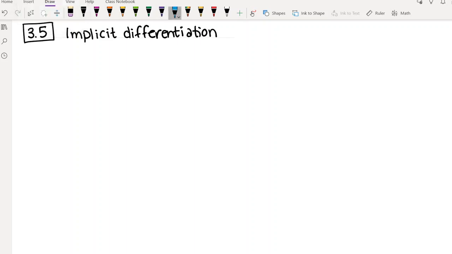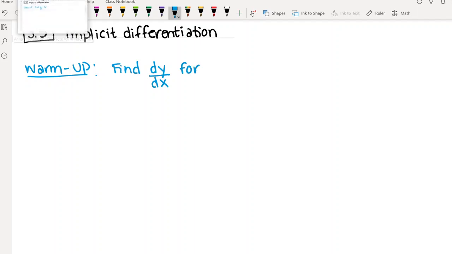So I want to start by giving you a warm-up example. And then we'll go over it together and we can use it as a reminder for what's the general procedure for implicit differentiation. So the warm-up example I would like you to do is find dy dx, or if you want, you can write it as y prime. But find dy dx for the relation e to the y is equal to y cubed plus x cubed.